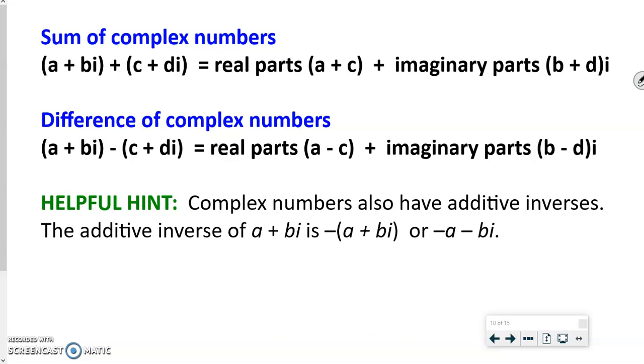Then also remember that complex numbers have additive inverses. So the additive inverse of a plus bi is minus a minus bi, right? Because when I subtract it, that's what it becomes.